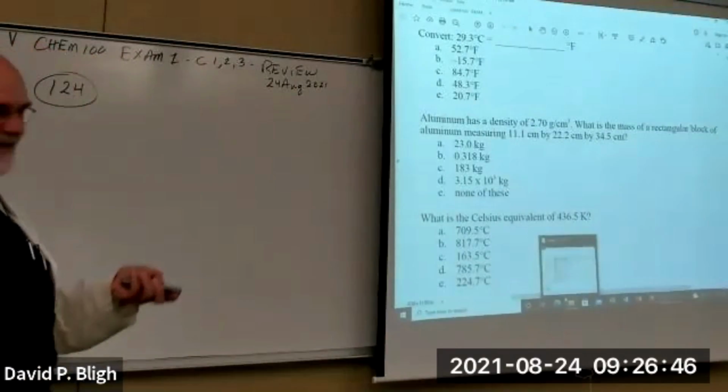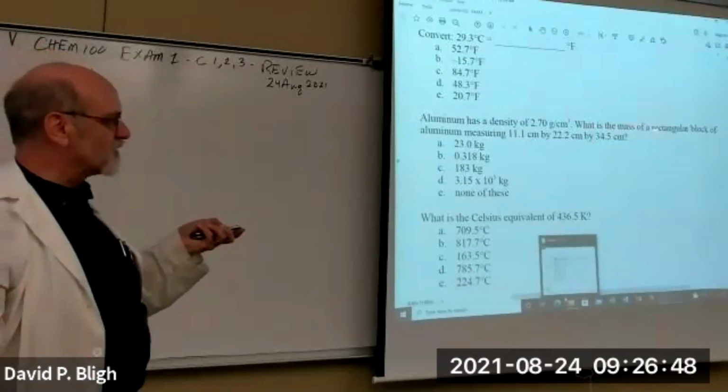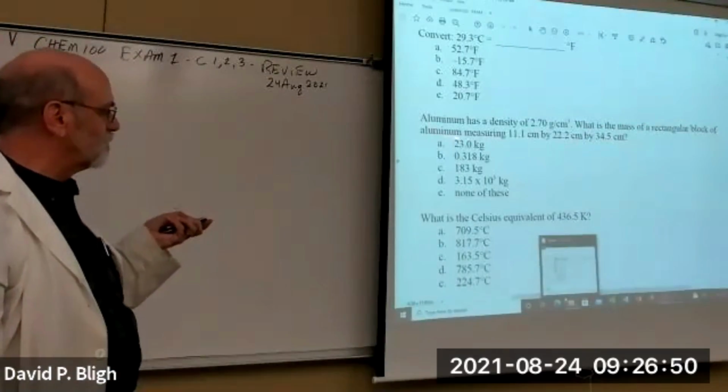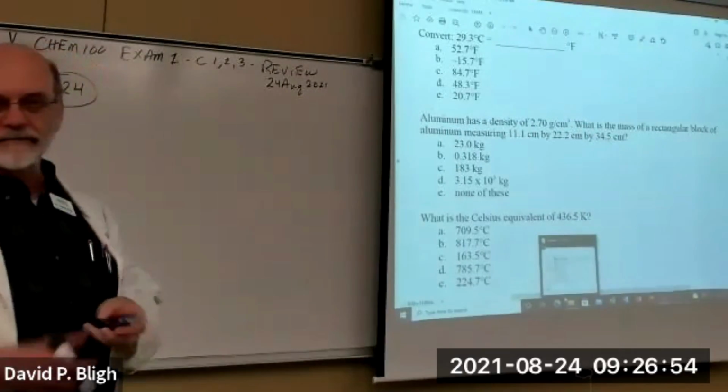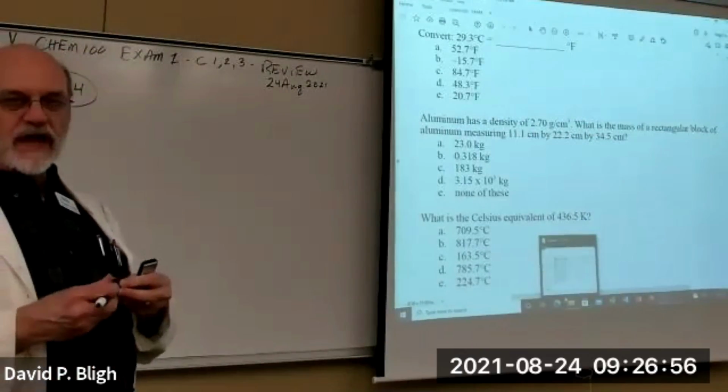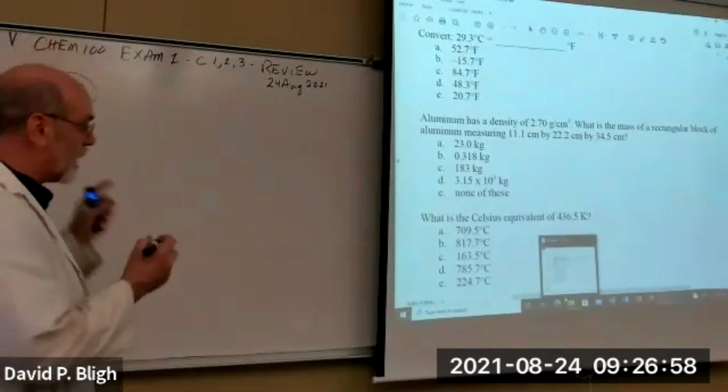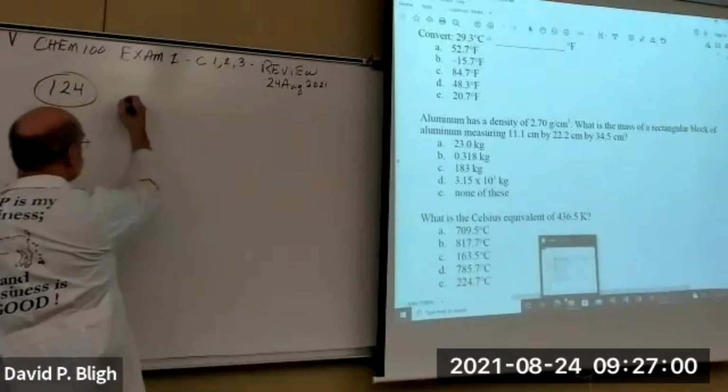Okay, let's finish this one. What is the mass of a rectangular block of aluminum measuring 11.1 by 22.2 by 34.5? So you have to do two calculations here. One, we recognize that density is the key.